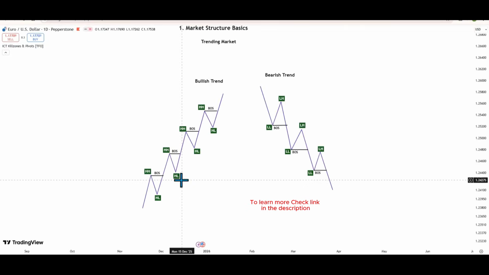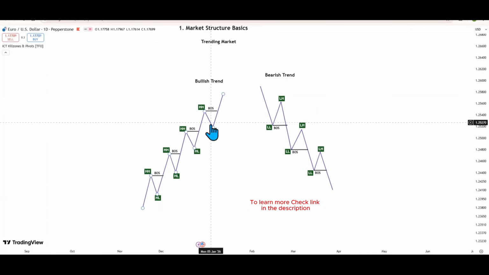If you look at the trending market, we have two types of trending market. We have a bullish trend and a bearish trend. A bullish trend is where the market continuously moves higher. And in the process of moving higher, we are breaking structure to the upside, making higher highs, higher lows, higher highs, higher lows. Anytime we make a new higher high, at that point, that is when you get BOS. BOS is break of structure. Anytime a new higher high happens, that's when you get a break of structure.